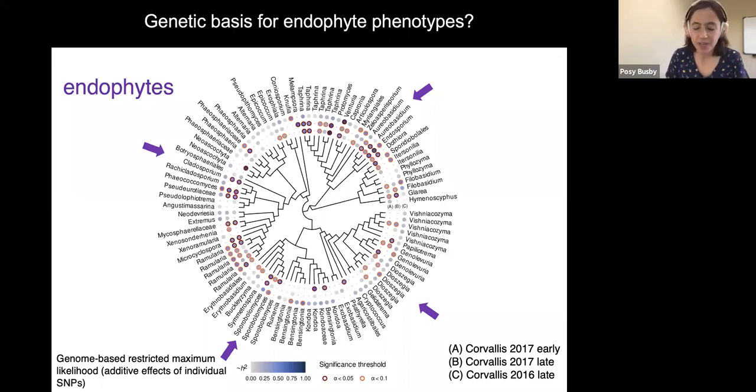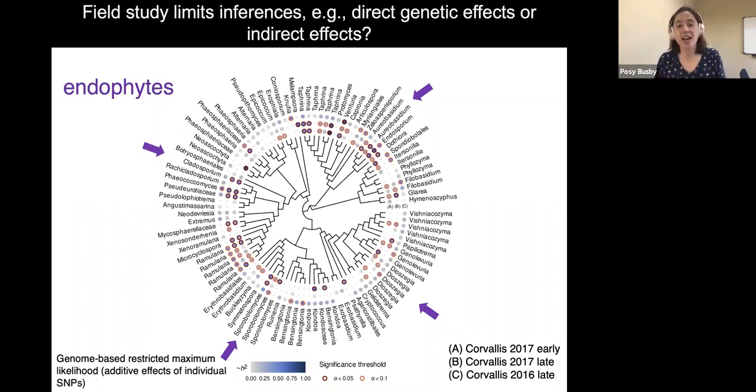But of course, we have to be careful with this type of interpretation because this is a field study, so there's uncontrolled infection and assembly in this community, and the community includes pathogens. So these putative genetic effects on endophytes could in fact be genetic effects on pathogens, and pathogens then could be influencing the abundance of endophytes in the community. So it could just look like a genetic effect on an endophyte.